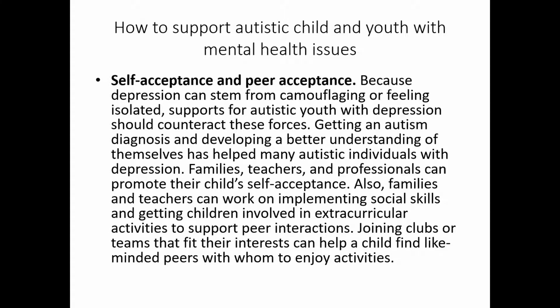And also, families and teachers can work on implementing social skills and getting children involved in extracurricular activities to support peer interactions and having those social relationships and friendships. So joining clubs or teams that fit their interests can help a child find like-minded peers with whom to enjoy activities. And this is really important to counteract that isolation as well, right? Having connection with others and having relationships and friendships with peers is really important for everybody, and for individuals with autism and individuals with mental health challenges as well.